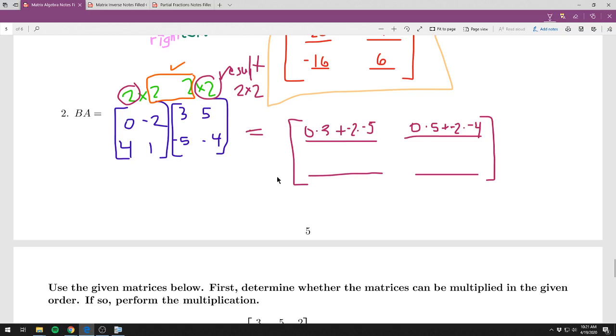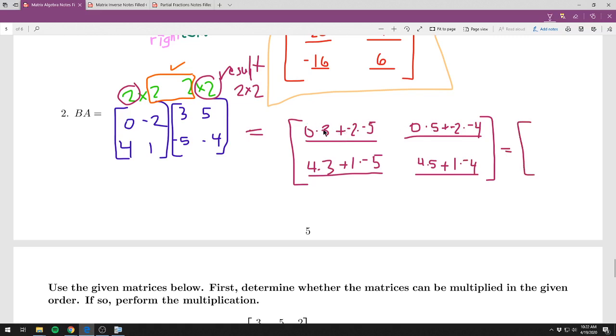Down to row 2, column 1, we go across row 2 and down column 1. We got 4 times 3 plus 1 times -5. And finally, row 2, column 2. We got 4 times 5 plus 1 times -4. And let's see what we get here.